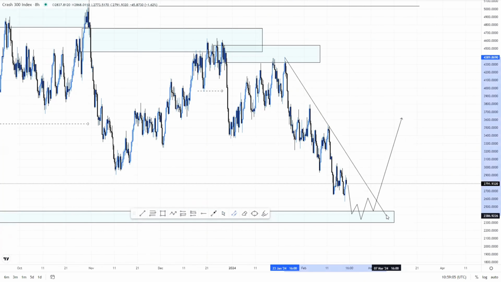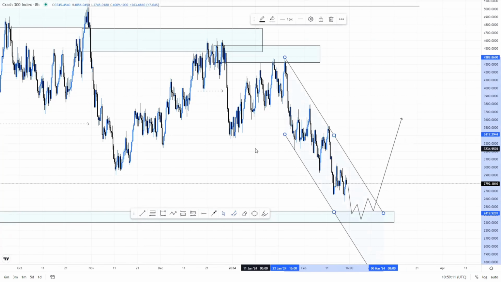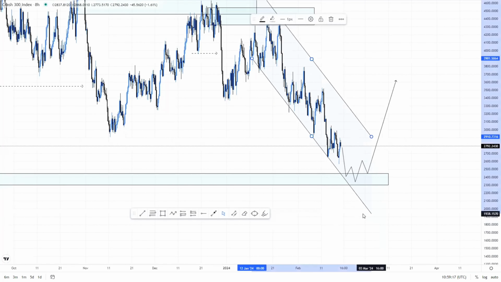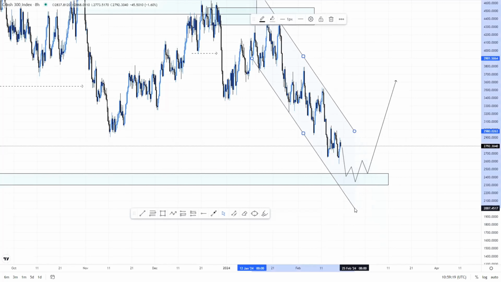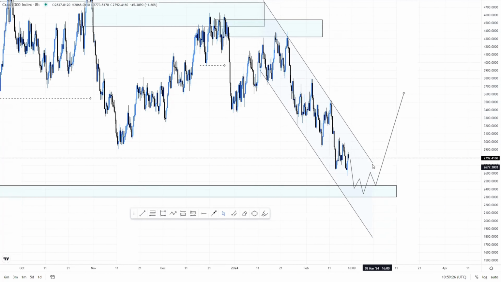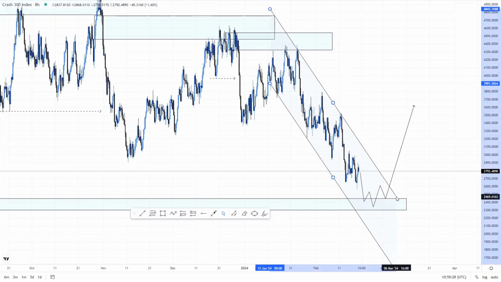This is just an additional confluence that you add to the entire analysis, but that's not a main factor. The main factor is the zones where we're anticipating the market to come and take out, or to come and break, or to come and respect. So basically, this is what we are looking forward to on Crash 300.